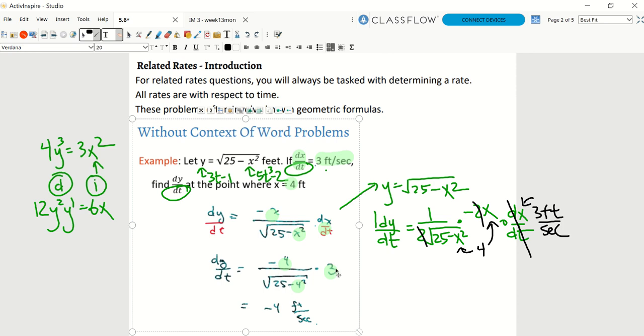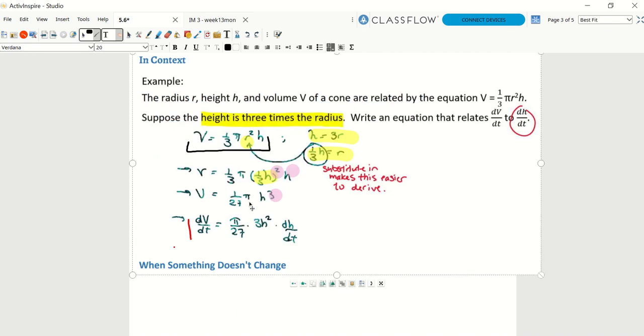Negative 4 over 3, the 3's cancel here, and you're left with negative 4. Okay, that's example 1. Let's look at example 2 right here.